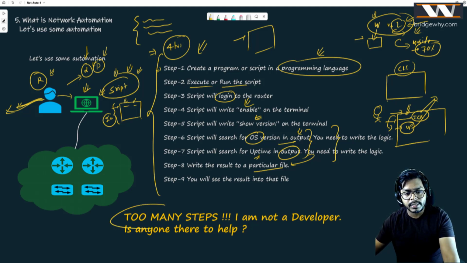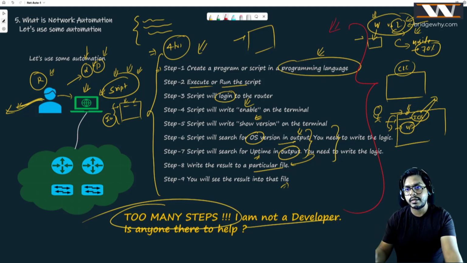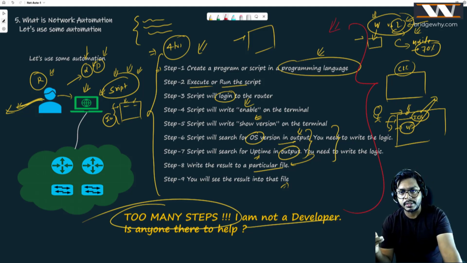There are too many steps. I am not a developer who can do all these things. Is there anybody to help, right? So definitely, if this was your network automation, believe me, I was not interested in teaching you all these things. This is overwhelming for me too. But if I don't have any other option, it is way better than doing the same thing manually.